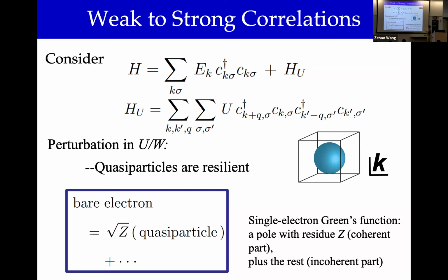So it says that a single electron Green's function is the sum of a pole with residue Z plus the rest. The pole part, we traditionally call the coherent part, and the rest is the incoherent part. And this pole is describing the quasi-particle, and that's adiabatically connected to a non-interacting electron if you switch off the interaction gradually.